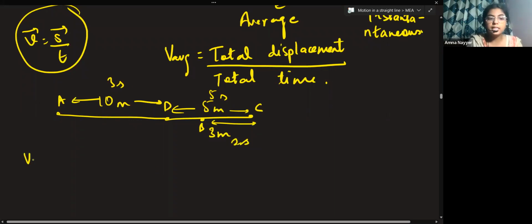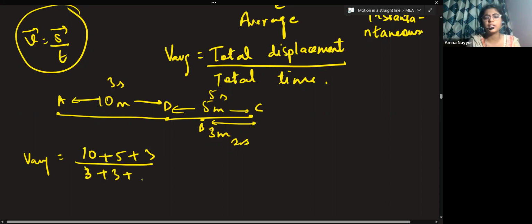Now, see the difference. When it is average speed, you have to take total distance, which becomes 10 plus 5 plus 3, divided by whatever is the total time. This is 3 plus 3 plus 5. So this becomes what? 15, 16, 17, 18. And this is what? 6, and this is 11. This becomes average speed, this much meter per second.